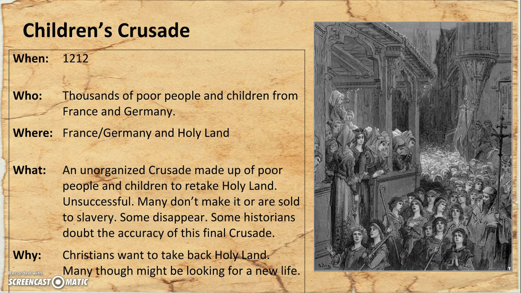Now, you do have in 1212, shortly after, what's called the Children's or Poor People's Crusade. The exact history of this is not so clear, but the idea is that thousands of children and poor people from Europe tried to organize themselves and march into the Holy Land. Although it's a failure. Most of them don't even make it there. They're sold off to slavery or just disappear into history. So again, while it's not totally sure exactly what happens, it's an interesting event nonetheless.